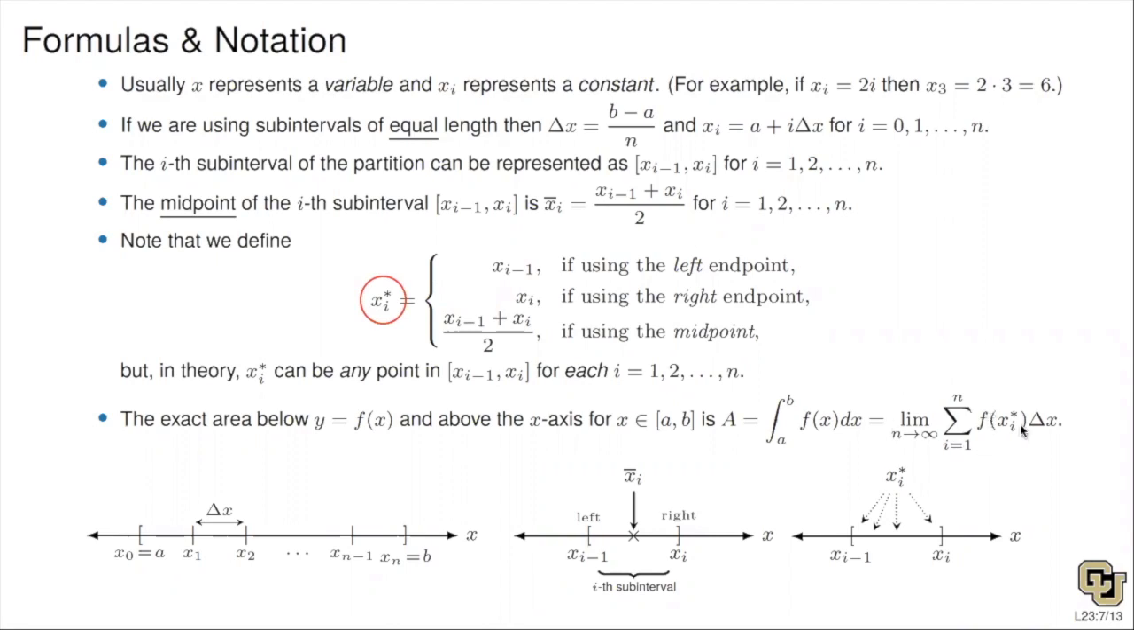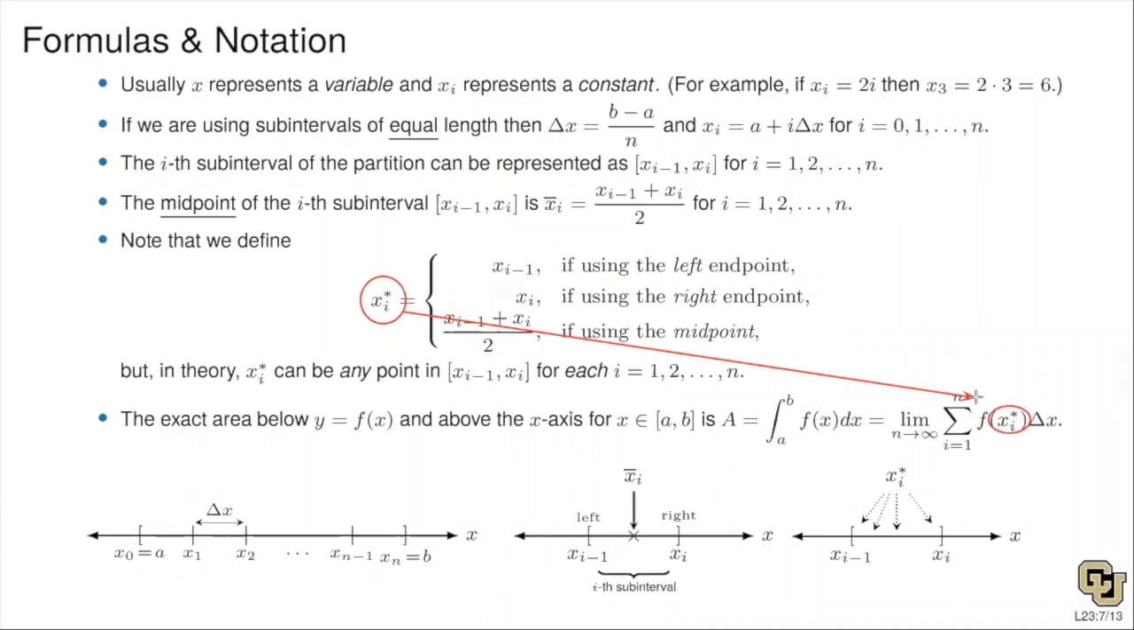X sub I star is really just to introduce some flexibility in this formula here. I really just want a formula that is doing height times width. And I don't care where the height is coming from. I don't care if this is the height using the left endpoint, the right endpoint, the midpoint, or any other y value in the subinterval. I just want a notation to indicate I'm using one of the y values from that ith subinterval.